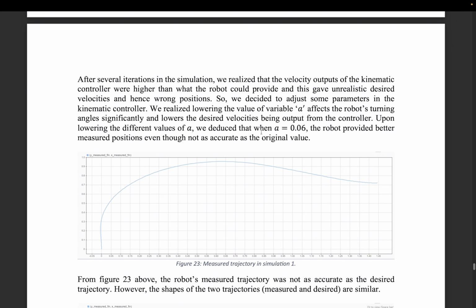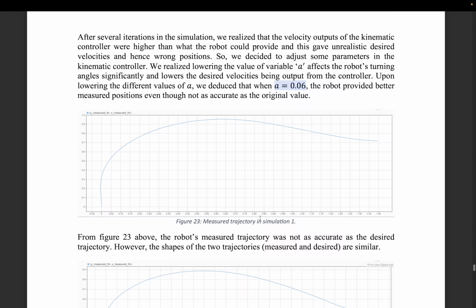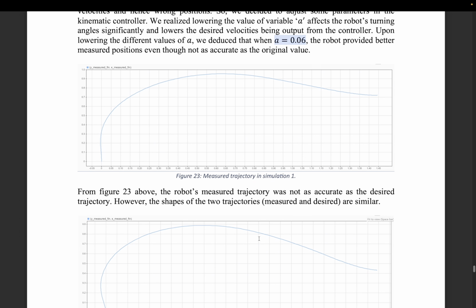So we realized this, and earlier we noticed that there were so many issues happening due to the turning, and hence I tried to change the values of A. Remember the A I mentioned earlier. From different values we realized that 0.06 is best; basically, as you lower A, it improves the turning. So we realized that the most optimum one is 0.06, which helped the robot have better and smoother trajectories.